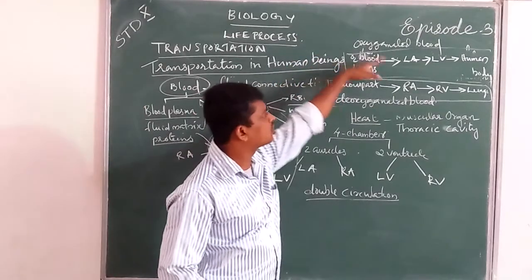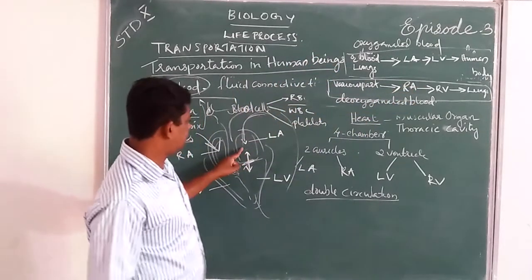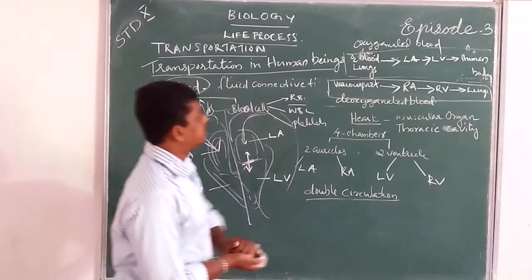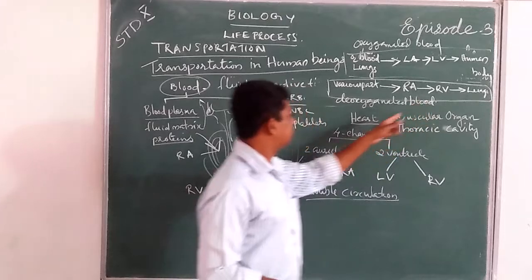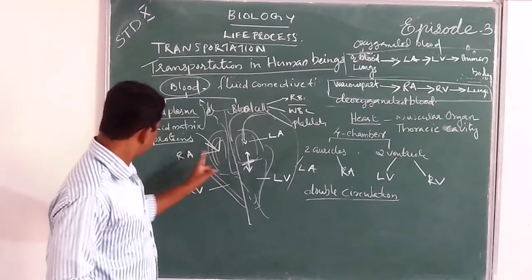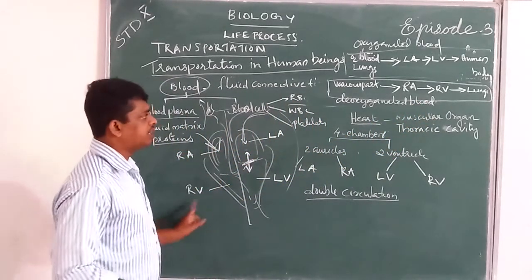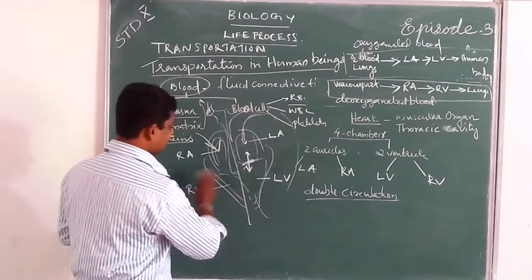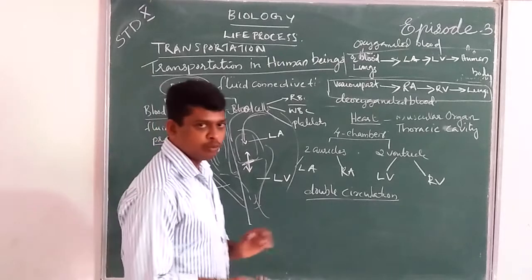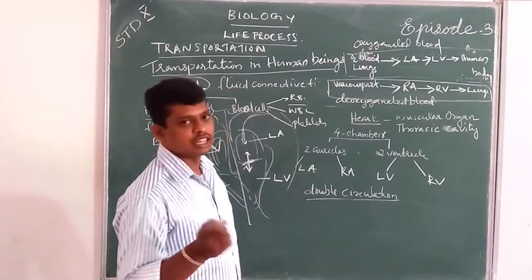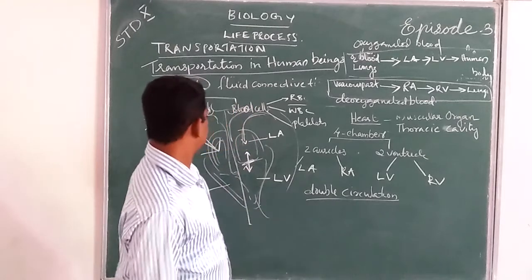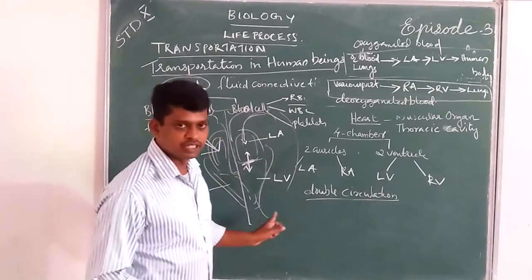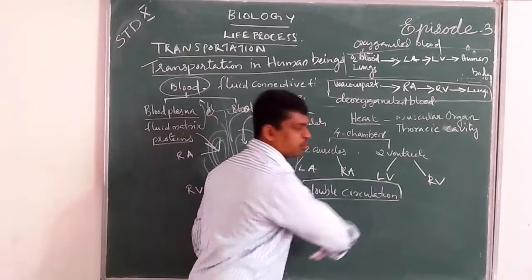One circulation is with oxygenated blood through the left atrium and left ventricle, that means the left side of the heart. The second is deoxygenated blood that circulates through the right atrium and right ventricle, that is impure blood. This is the second circulation. So in the human heart, one blood travels two times within the body. That is known as double circulation.